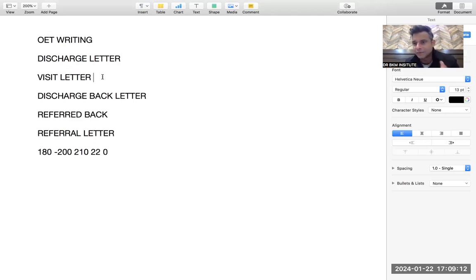The second kind of letter is a visit letter. Sir, what is a visit letter? Come on, yaar, you are nurses, you are doctors. What's the problem? Visit means now you are not in a hospital. You are a nurse at a clinic. A patient came to you a month back. Then he again visited you after 15 days. Today again he has visited for the third time. So it is a visit letter.